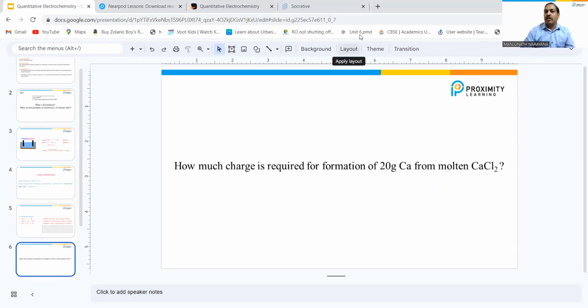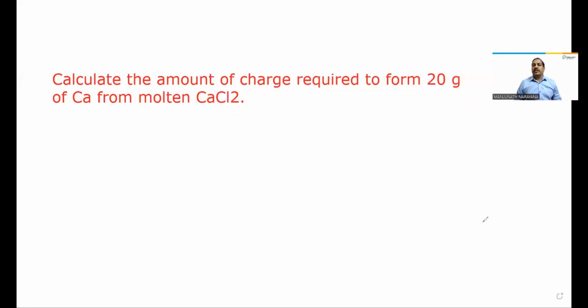So let me take you to the whiteboard. I'll share the whiteboard where we can solve the problem. Okay, so calculate the amount of charge required to form 20 gram of calcium from molten calcium chloride. So student H, can you give me any suggestion as to how I can solve this problem? What is my first step? What is my approach?